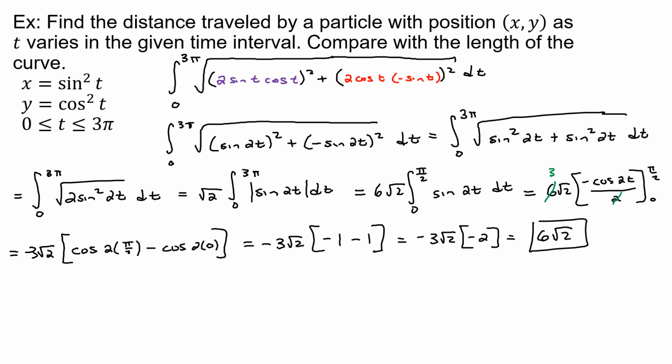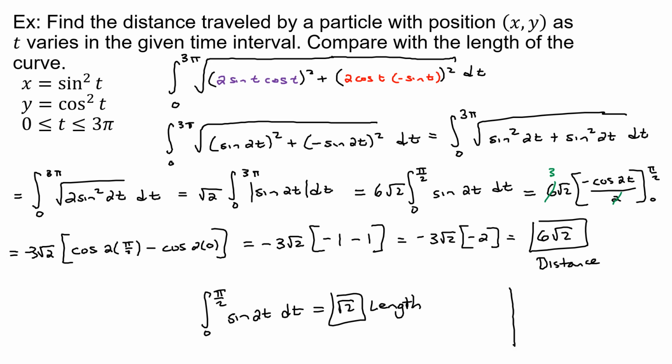This number right here is actually the distance you traveled between 0 and 3 pi. The length of the actual curve, because what's happening is you're bouncing back and forth between these numbers, the length is actually the square root of 2, because the square root of 2 is what you would have gotten without the 6 in front. So if you were to integrate just the integral from 0 to pi over 2 of sine 2t dt, you would get root 2. This is the length.